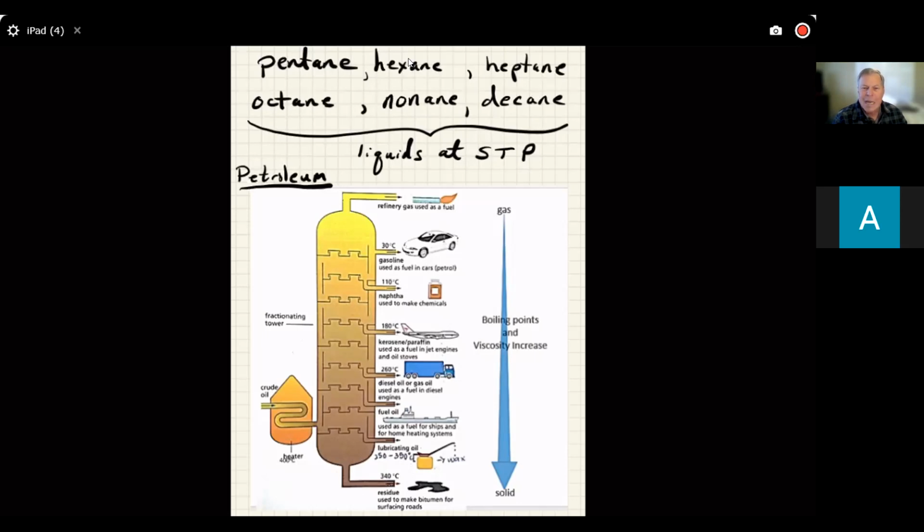So where do we get all of these hydrocarbons? Where do they come from? Now, can we synthesize them? Yes, certainly we can. We can make them.